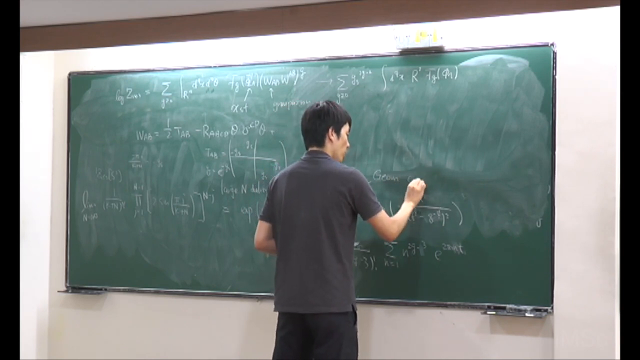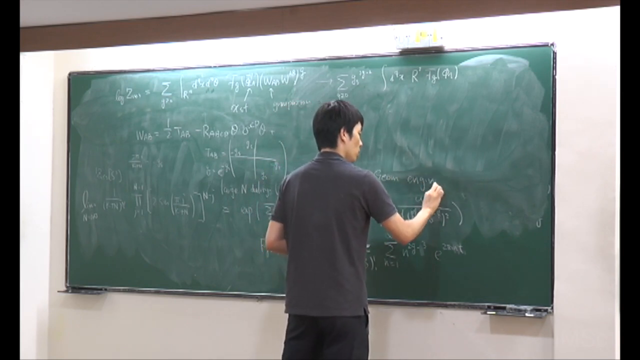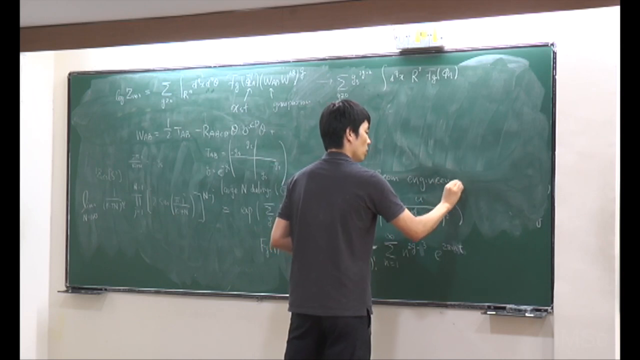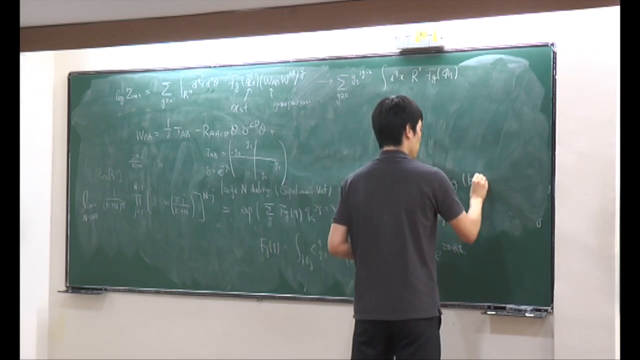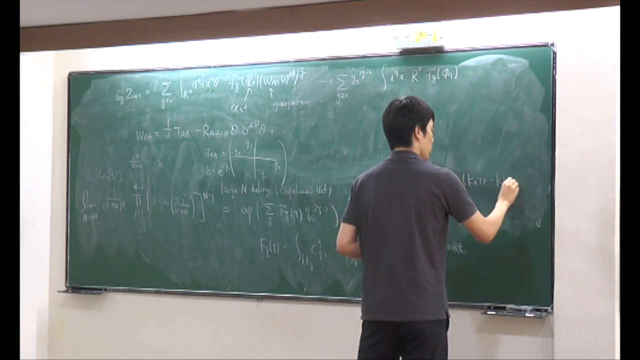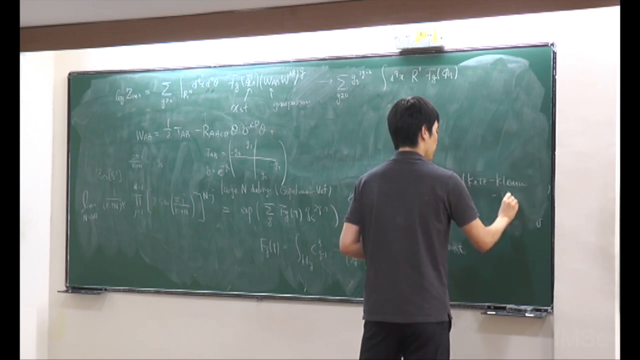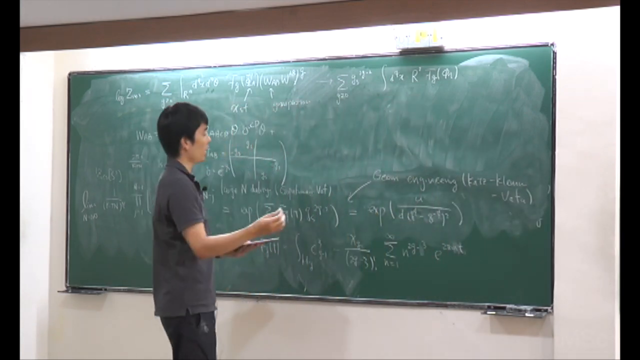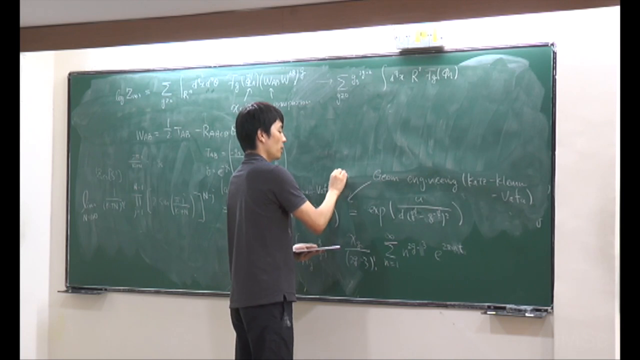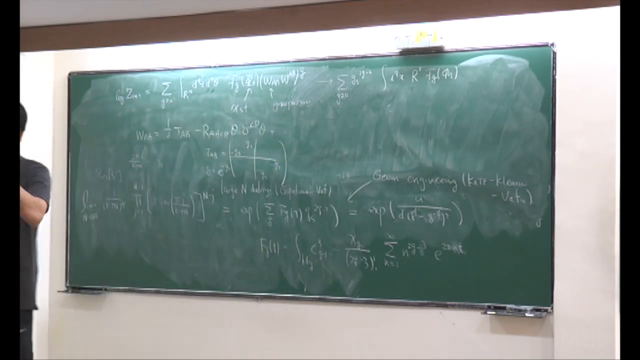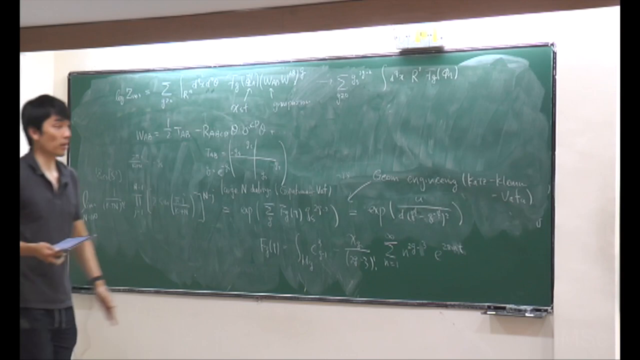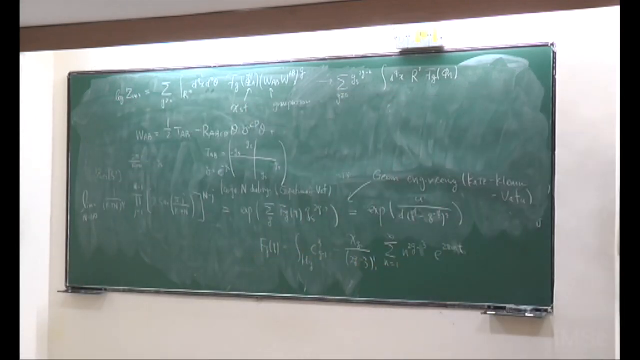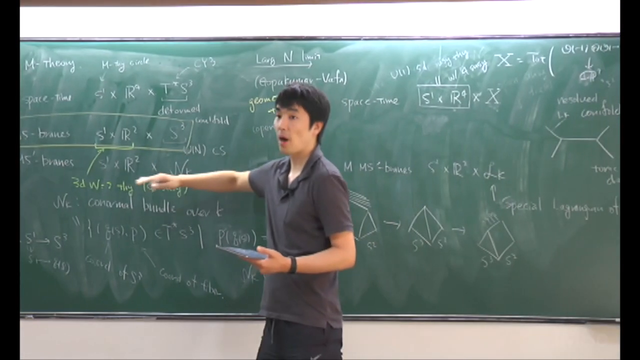Geometric engineering, sorry. It's Katz, Klemm and Vafa. Both are around 98, so almost 20 years ago. And now I'm going to explain how this geometric transition can be seen in the presence of M5 prime branes, okay?